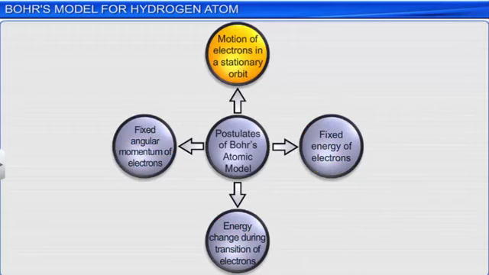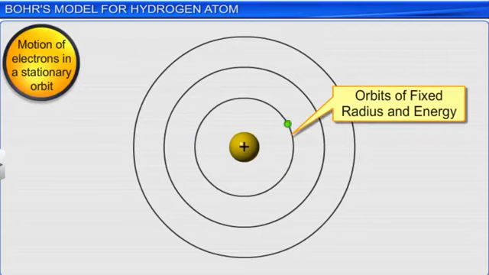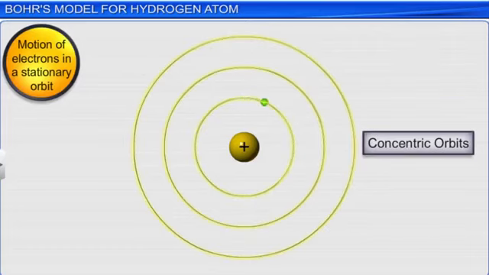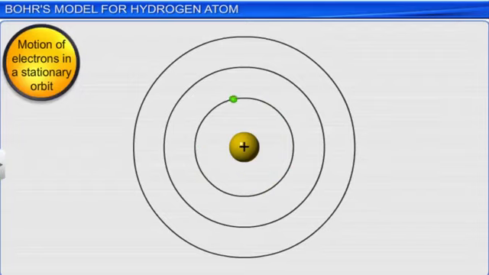The first postulate states that the electron in the hydrogen atom can move around the nucleus in circular paths of fixed radius and energy called orbits. Orbits are arranged concentrically around the nucleus and are also called stationary states or allowed energy states. Electrons are held by the nucleus in orbits by a strong electrostatic force.